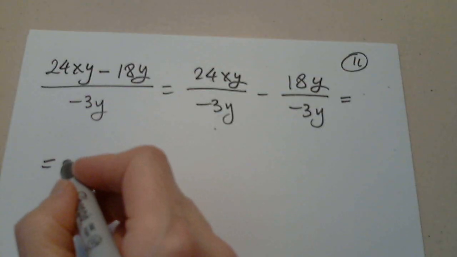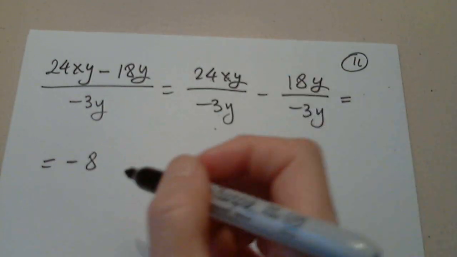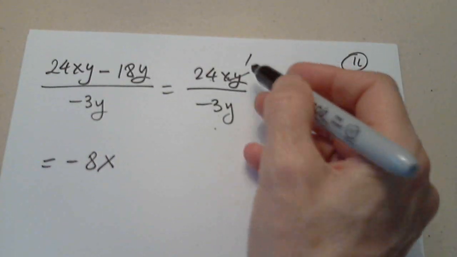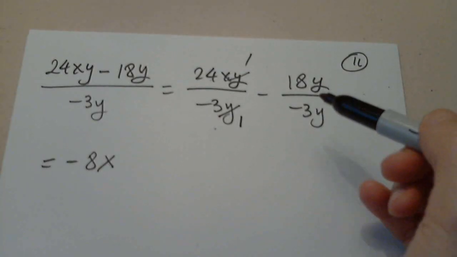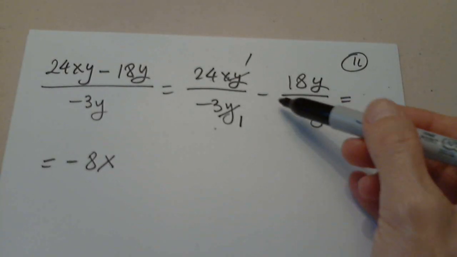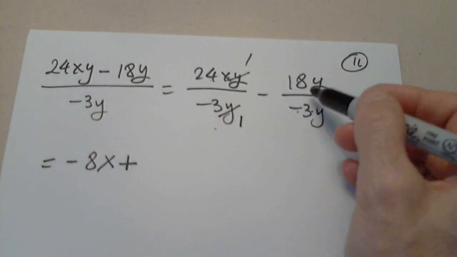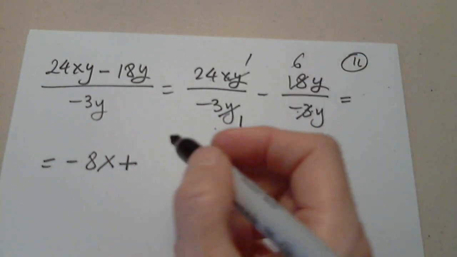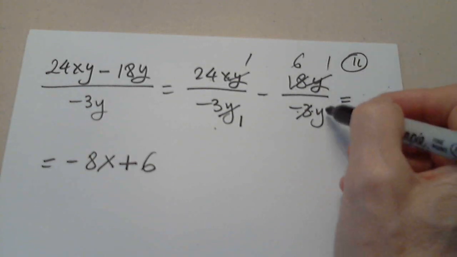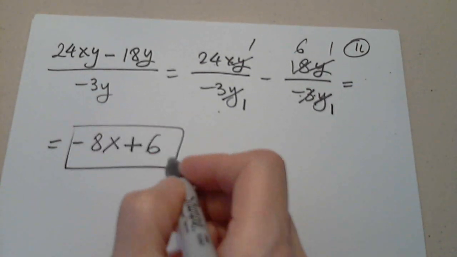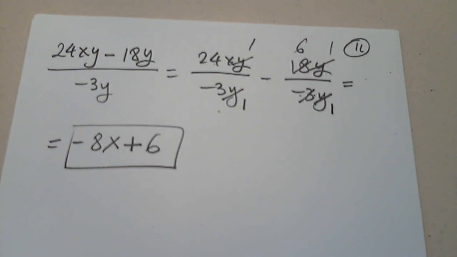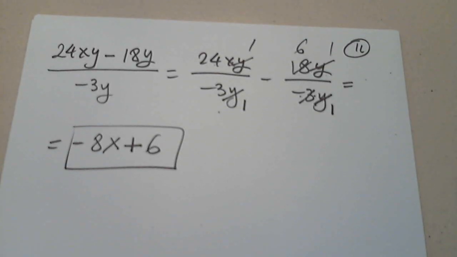24 divided by negative 3 is negative 8. X is x. And I simplify y with y. Gone. Negative 3, so a negative with a negative will become positive. So when I simplify, I get 6. And then y with y are going away. And this is it. And this is the final form of the division. Any questions?